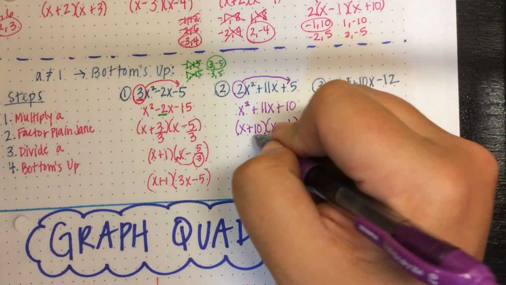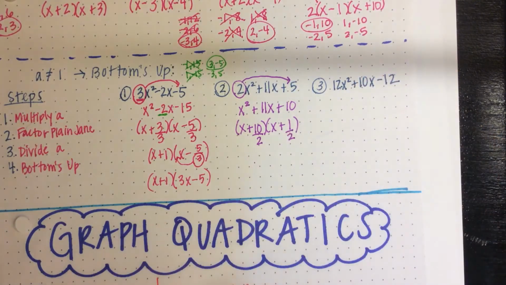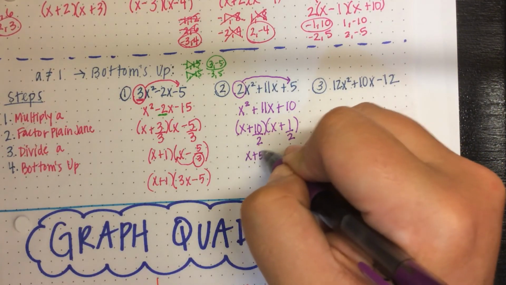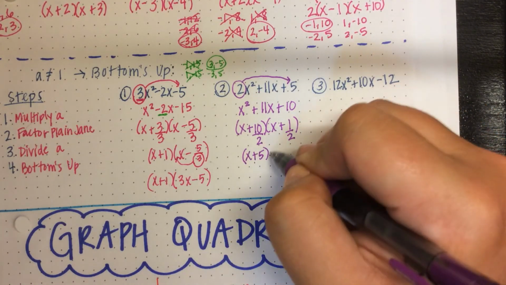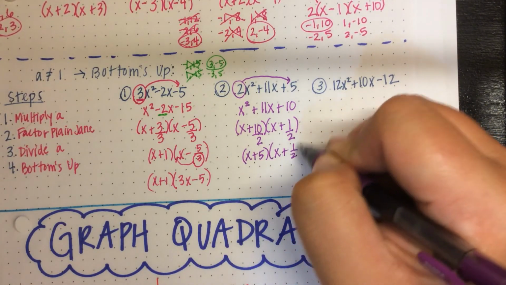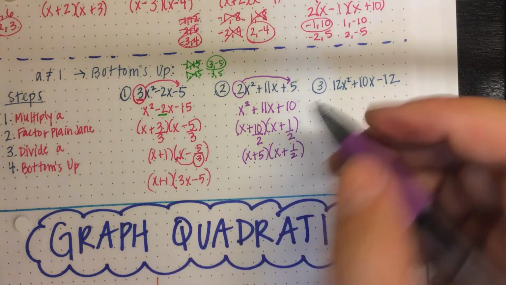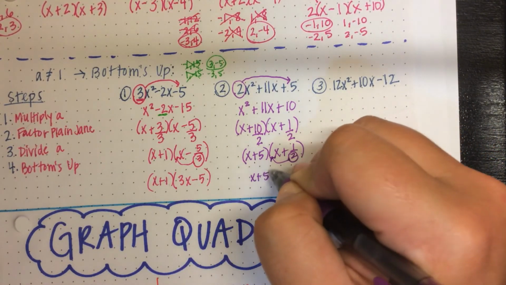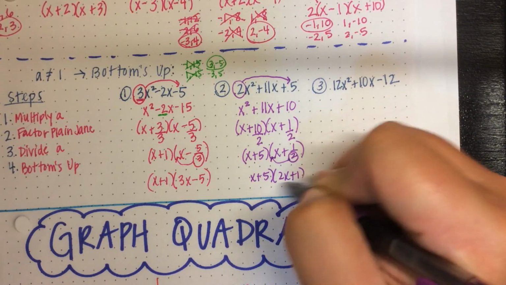Alright, then I'm going to divide by a. So I'm going to divide these by my original 2. Simplify. 10 over 2 is 5. And then 1 over 2, I can't simplify. That one just stays 1/2. Okay, then my last step, anything that's on the bottom, move up. So I have x plus 5 and 2x plus 1.